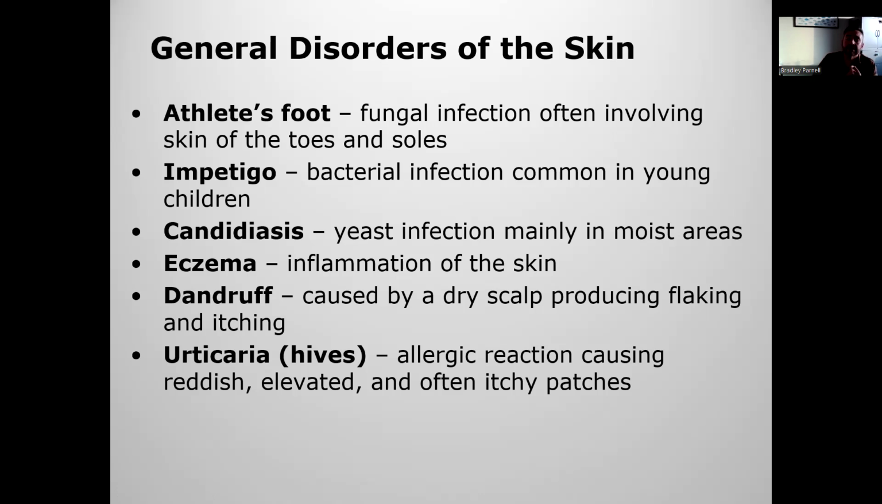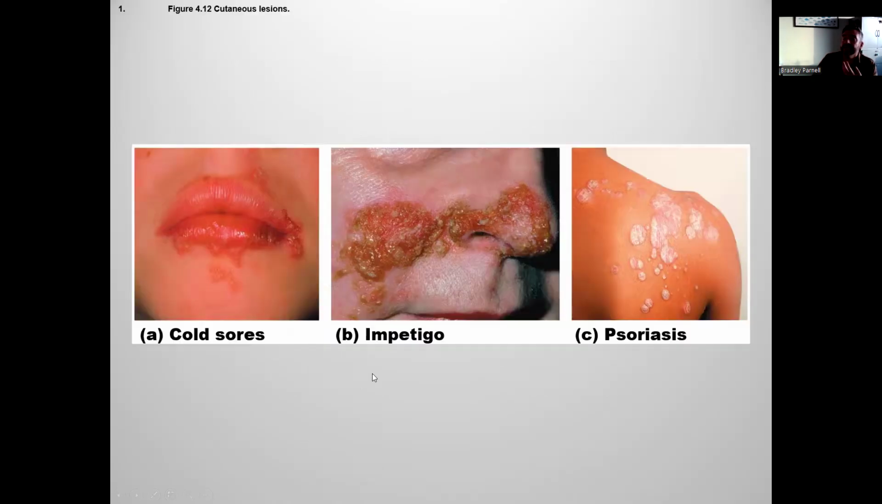So when we're talking about the skin, just keep in mind that there are these series of disorders as well. And this is just a couple pictures of those. You can see some of these cold sore lesions that are on the mouth. This is impetigo, so this bacterial infection has gotten in through some kind of open sore. And then this is psoriasis, so another irritation of the skin.